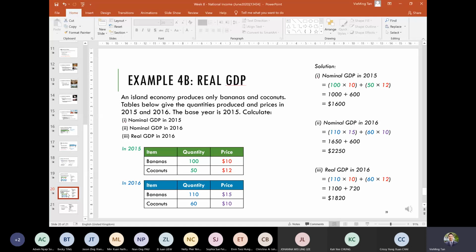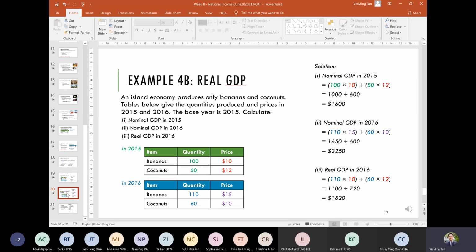Assume an island economy that is able to produce only bananas and coconuts. This country can only produce two things, bananas and coconuts. The table below shows the quantities produced and also the prices for these two products in 2015 and 2016, and we have to use 2015 as the base year. Base year means the comparison year, the original year or initial year.